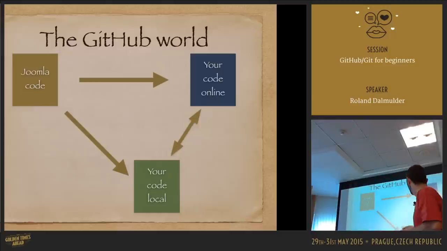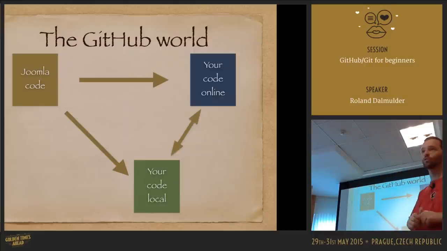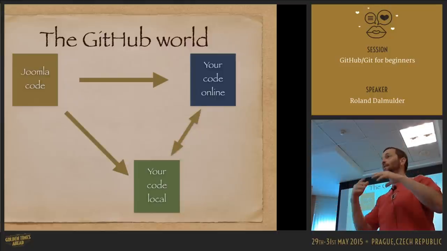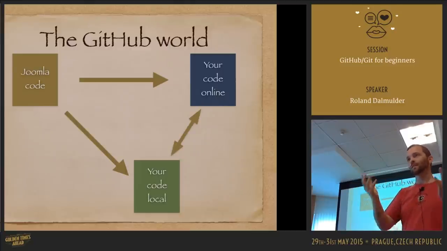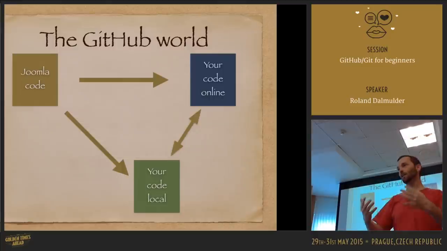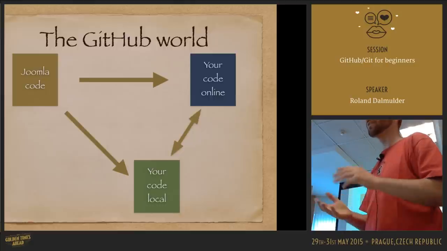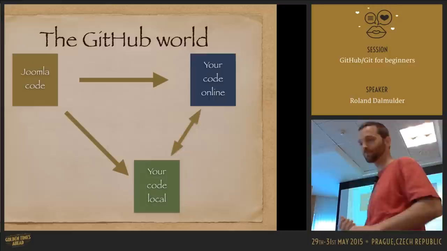Once your code is local and your neighbor or somebody else across the world makes a change in the Joomla code, your code local and your code online is out of sync. So maybe they are changing a file that you also want to change. To make sure that you have always the latest code on your desktop, you can also read from the Joomla code online to your local code, and then you're up to date. So when you make changes, you will see if you have a conflict with somebody or you're building on what somebody else had already built.